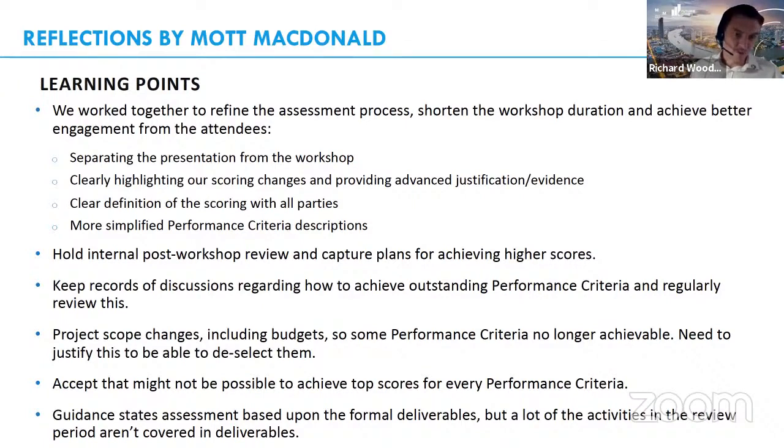I should say that the scope of projects, I'm sure we're all familiar, often changes. This project's no different, including budget challenges that we've had. So you find that some performance criteria that you thought were achievable when you did the selection of sustainability principles actually no longer are. In this case, we changed pilot area partway through the project, and there were certain impacts on that. So we ended up deselecting a few performance criteria. So it's important to be able to justify that.